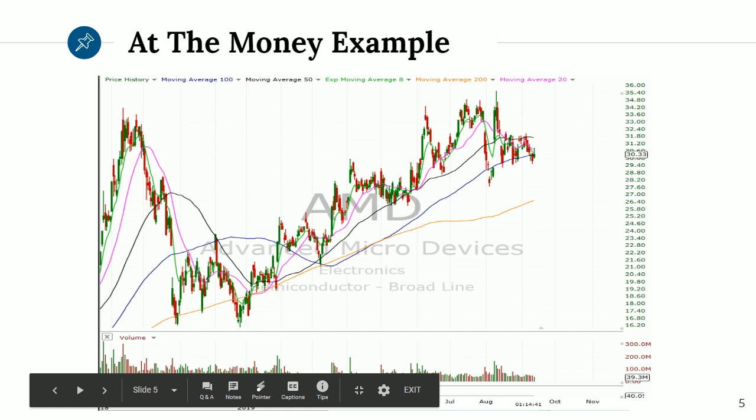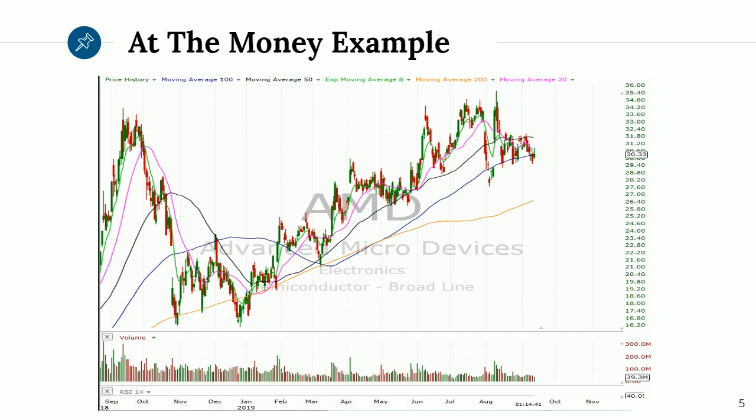Okay, so I'm going to use AMD for an at the money and out of the money example. AMD is going to be used for both, and it actually sets up well for both. So it's just one of those unique scenarios. The time frames are going to be different though. So first up, we're going to talk about at the money.